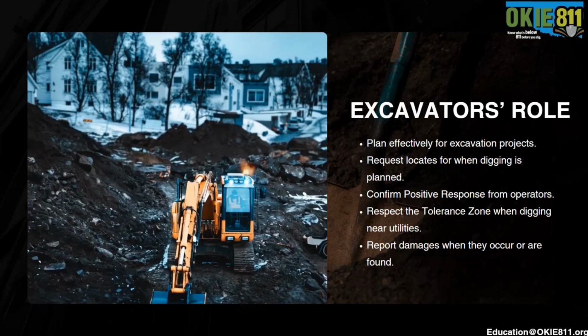Of course, respecting the tolerance zone, that's 24 inches either side, all directions of an underground utility. Those markings give you the general area, and within that area, you need to be using soft digging and hand digging practices, no mechanized equipment in the area. It is also an excavator's responsibility to report damages if they are ever observed or occur during a project. And we'll get more into that in a little bit. But let's specifically look at what defines an emergency ticket.